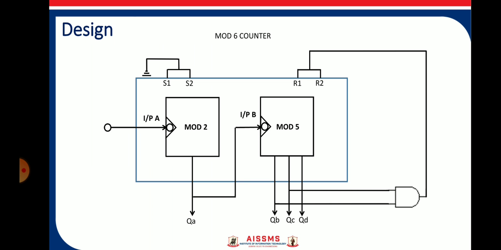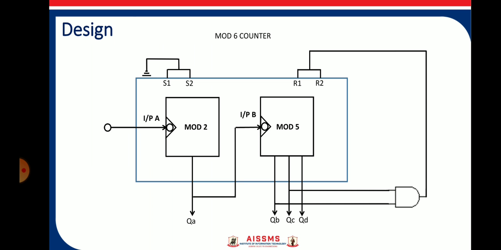But now we have to implement a mod 6 counter, so it should count from 0 to 5. So immediately the next invalid state is 6. To represent a 6 in binary, the bit sequence will be 0 1 1 0.